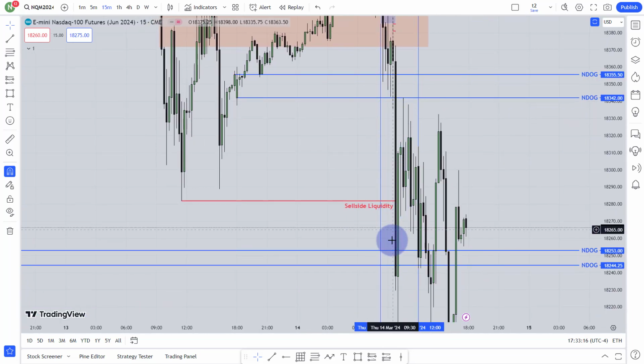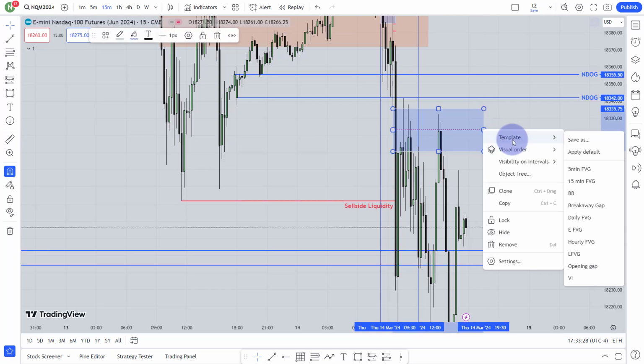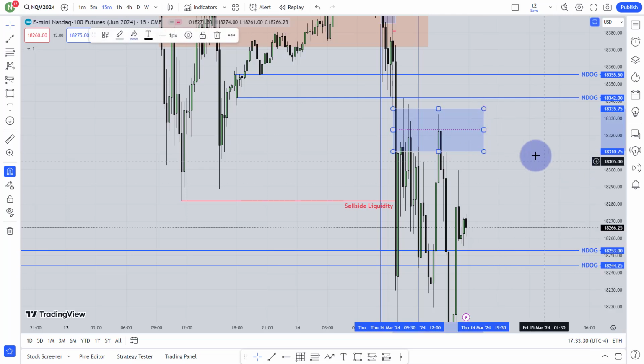Now, when the market went lower and took that sell side liquidity, look for another fair value gap from the 15-minute chart. Here is my only fair value gap. There is no other fair value gap. So I'm going to mark that only fair value gap from the 15-minute chart as my 15-minute fair value gap.